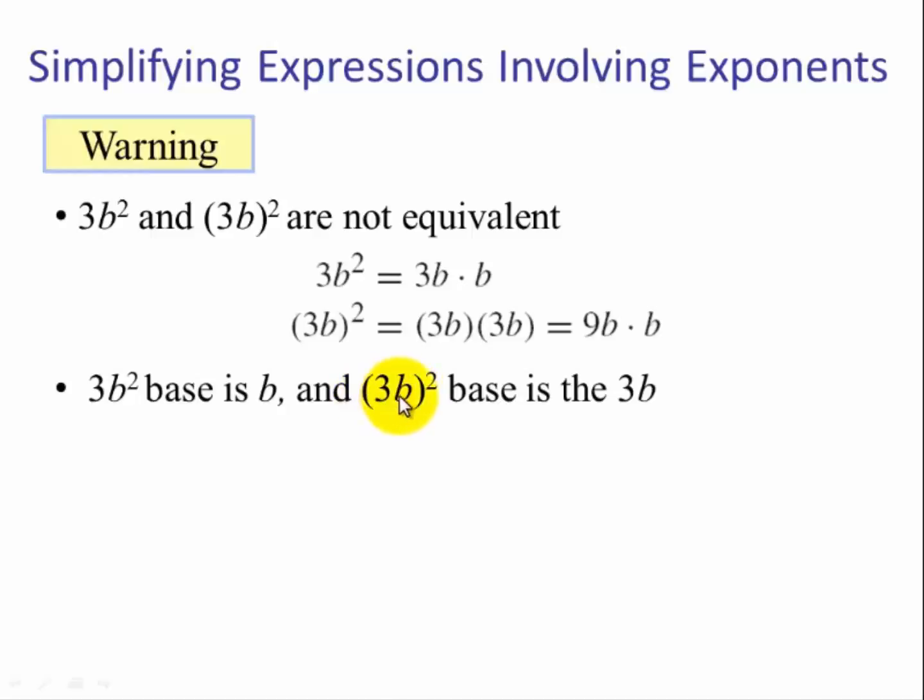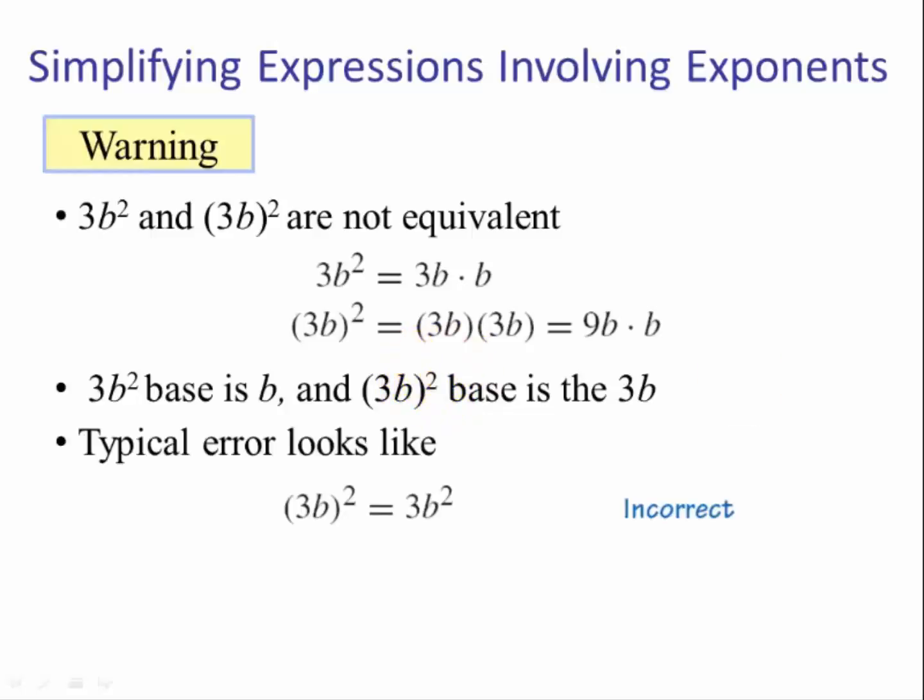So whatever's in parentheses will be our base, and then we multiply it by itself, the number that the exponent is. So a typical error looks like this: 3b quantity squared equals 3b squared. That is not correct. We have to distribute this power of 2 to both bases, the 3 and the b, which gives us 9b squared.